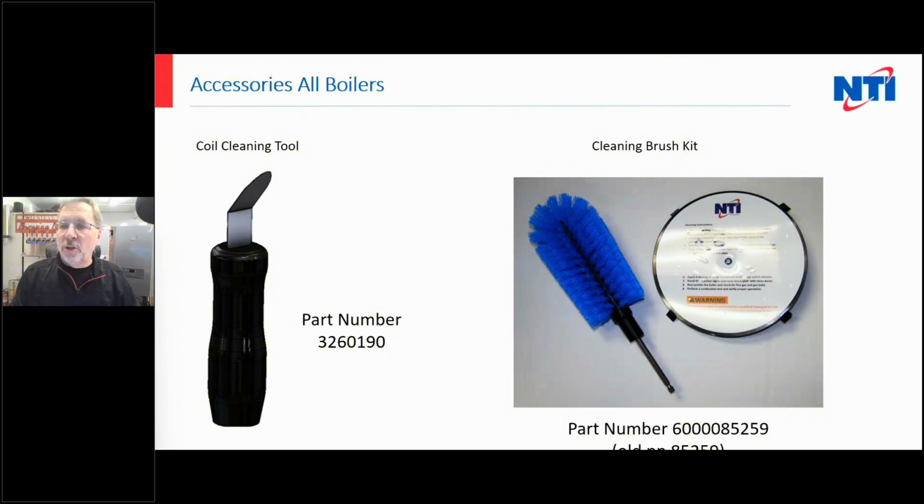So new coil cleaning tool on the left. It is metal. It's made out of the same stainless steel that the heat exchangers are made out of. These are now available and they are in stock. And the cleaning brush kit, second to none. It will speed up your time for cleaning a water tube boiler to under 45 minutes.